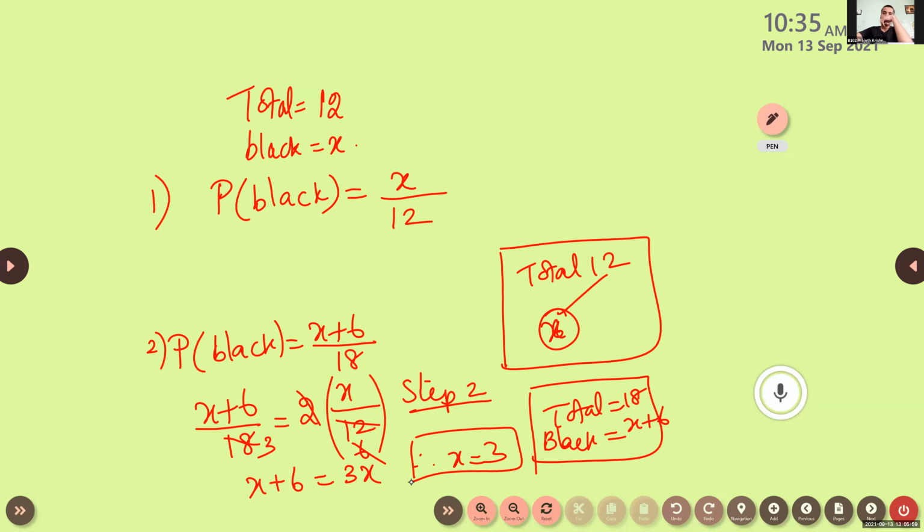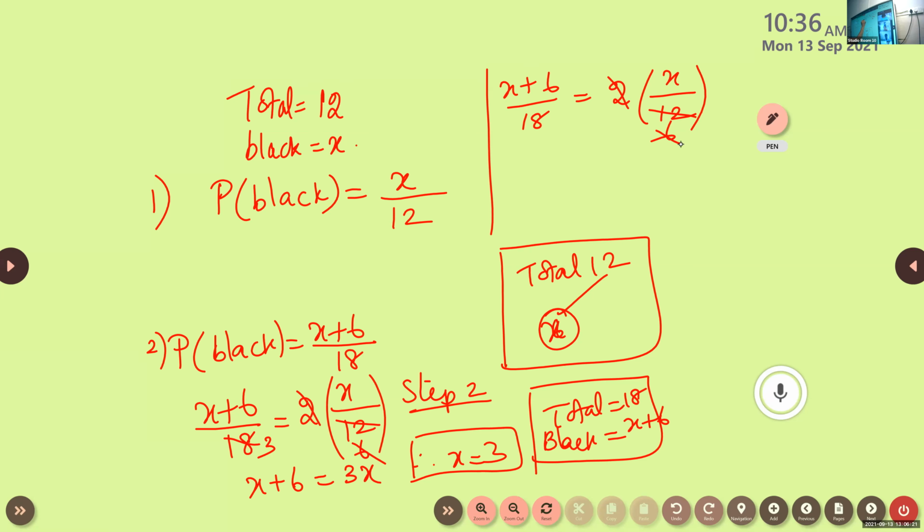Ma'am, can you explain that last step also? Which part here? We are cancelling it. X plus 6 by 18. It is given the probability of getting a black ball is twice the probability of selecting the black ball earlier. So what I did, instead of cross multiplying and all, 2 and 12 can you cancel? And the denominator 6 and 18, if you cancel, get 3. So we get x plus 6 is equal to 3x. From there, what is x?